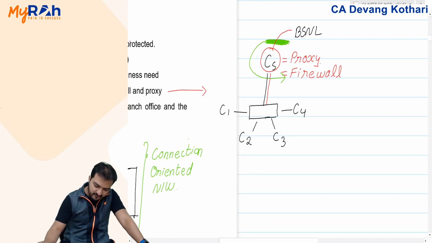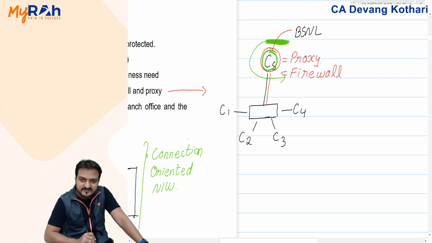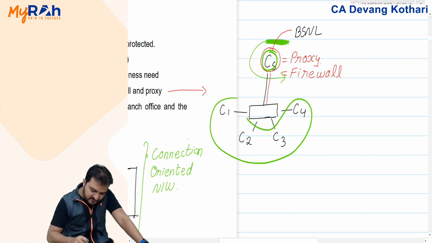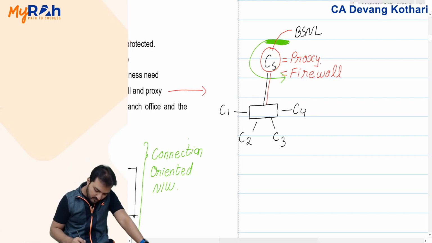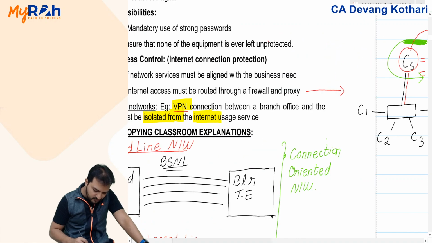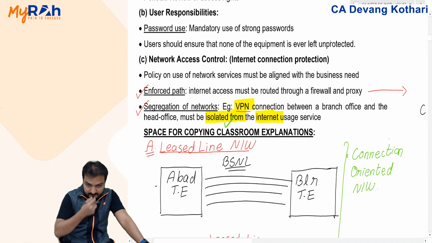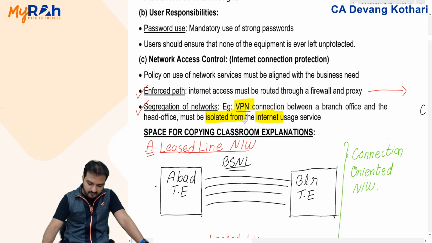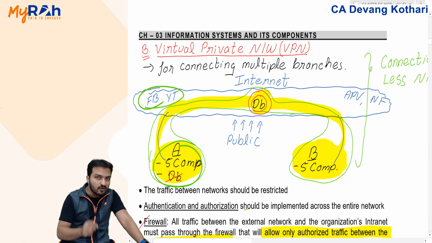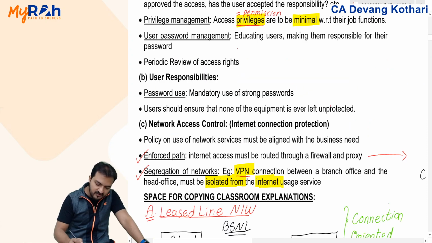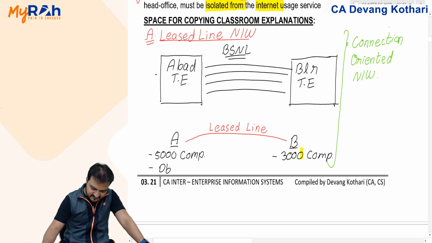Just like this proxy server, every internet access, every internet request coming from C1, C2, C3, C4 will pass through C5. C5 will check whether it is a valid request, only then the website will open. Yes, so this would create an enforced path. This would isolate my network from the internet. So look, because of such a proxy, now these 5 computers of Ahmedabad, can they access anything on the internet? No. What can they access? They can access only the database on the internet, nothing else they can access.